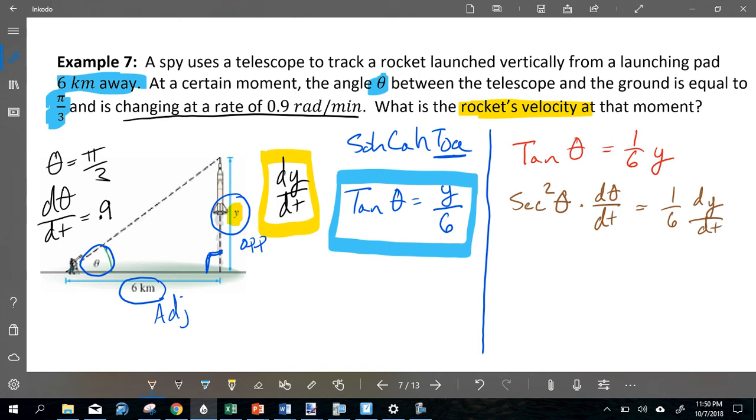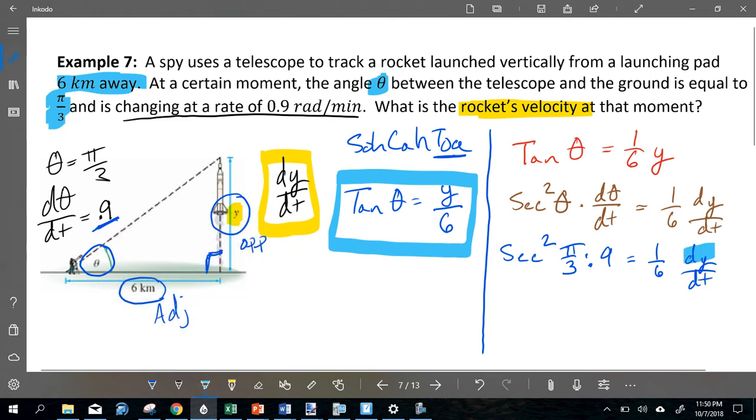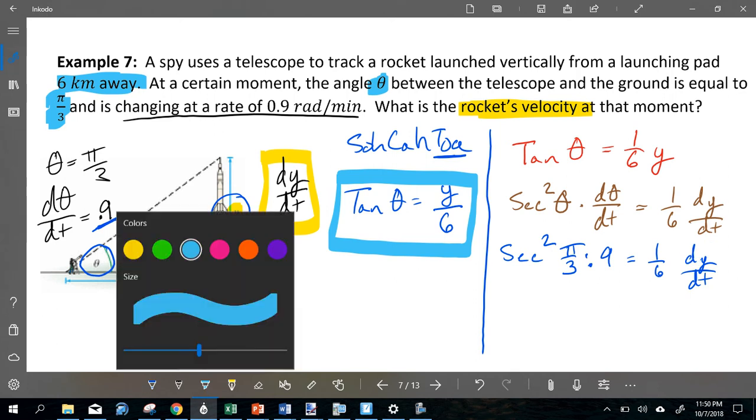Plug in what I know. Secant squared, theta is pi over 3. D theta dt is 0.9. 1/6 dy dt, and that's what I'm looking for in the end. My ultimate job is to find dy dt.